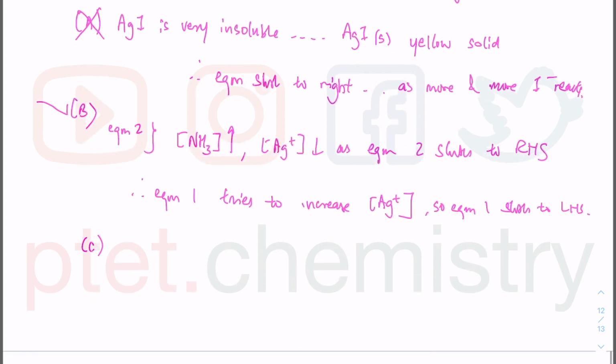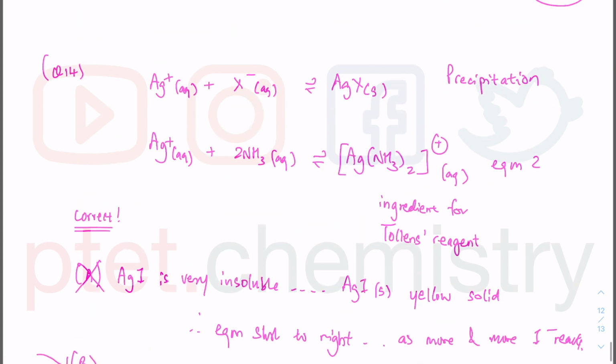So when you're dealing with MCQ, you have to think about which one is the easier one to justify, and in this case option B is definitely easier to justify, and I'll probably just move on from there. But if you look at option D, they say equilibrium 2 is a redox, and that is completely wrong, because equilibrium 2 is not a redox.